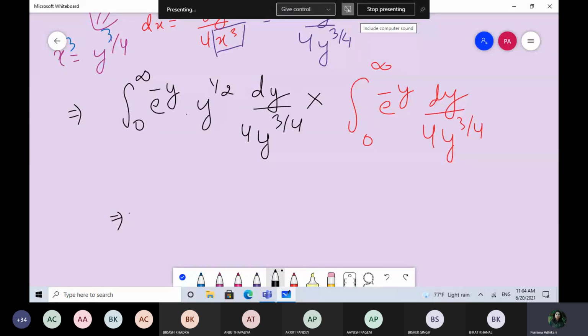So what are we going to get? Am I leaving constants? Yes. Let's take these constants outside. You take the constants common. So you will get 1 by 16.